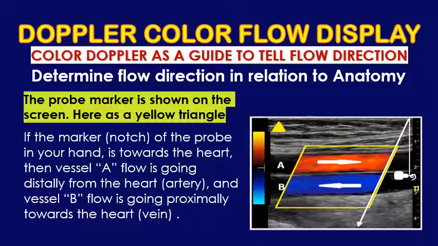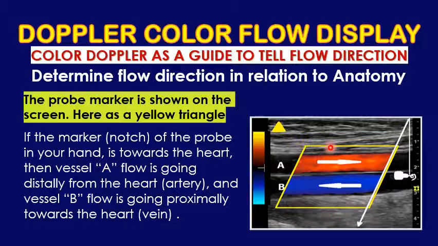It shows on the screen in the left upper part of the screen. So this will be the notch. I replace it here with this triangle so that it would be easier to know. So this is the marker. And on the other side, I have the marker on the probe. I can direct it wherever I want. So imagine that I'm scanning the lower extremity. Where I put the probe marker in my hand, I put it up superiorly, right? So the direction of the marker will be superior. It means that it is toward the heart.